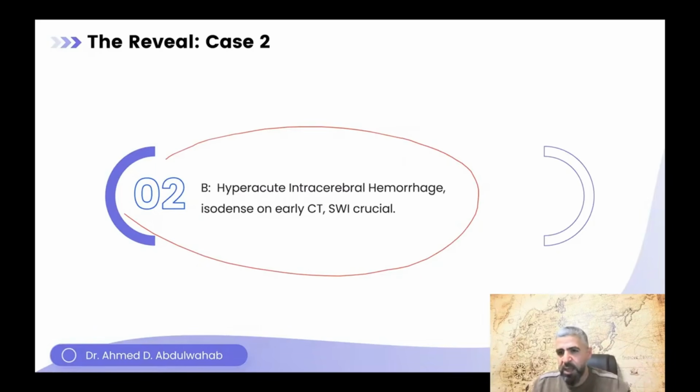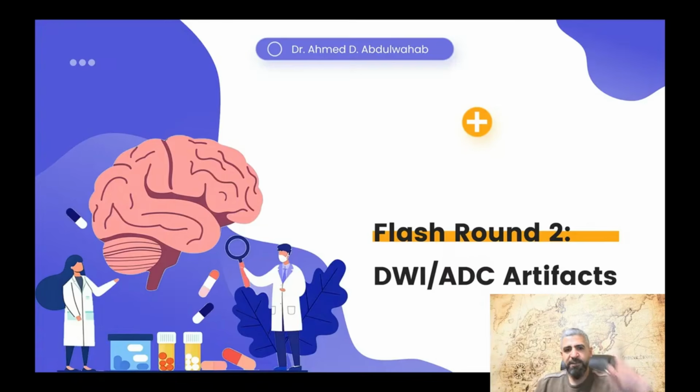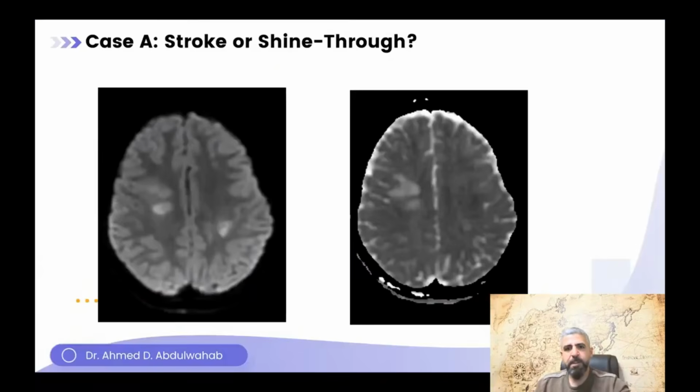Why not a stroke with hemorrhagic transformation? Because hemorrhagic transformation happens days later. It does not go to hemorrhagic transformation in a few hours. Is it a diffusion artifact or not? Artifact or diffusion restriction? Fast.